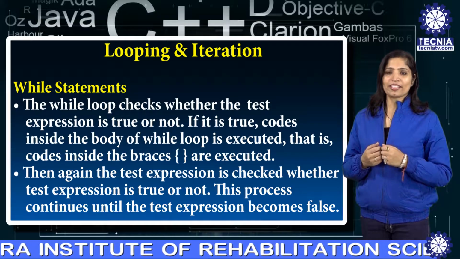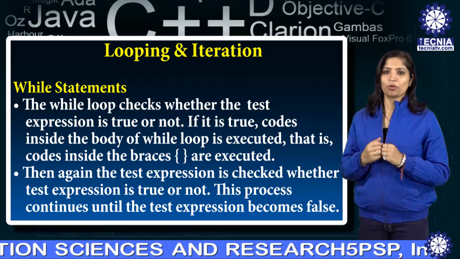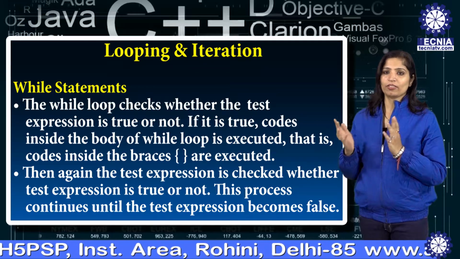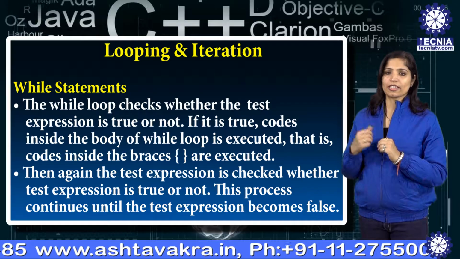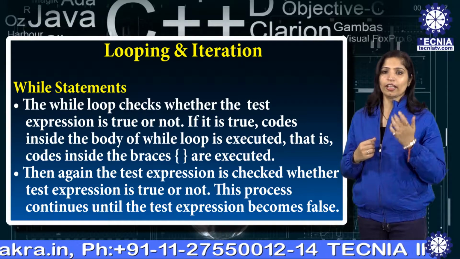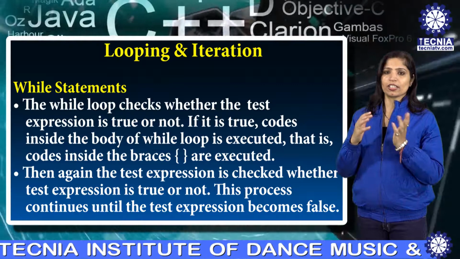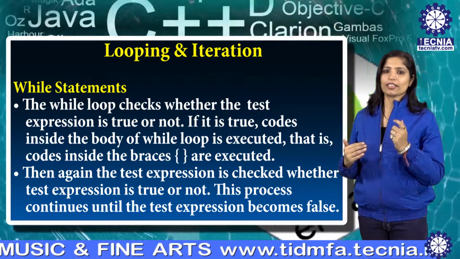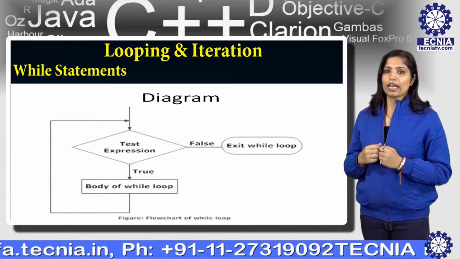Next is the while statement. The while loop checks whether the test expression is true or not. If it is true, the code inside the body of the while loop is executed, that is, the code inside the braces is executed. Then again the test expression is checked. This process continues until the test expression becomes false. The syntax you can see through the diagram.